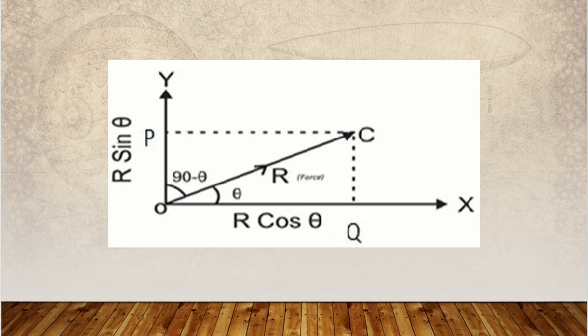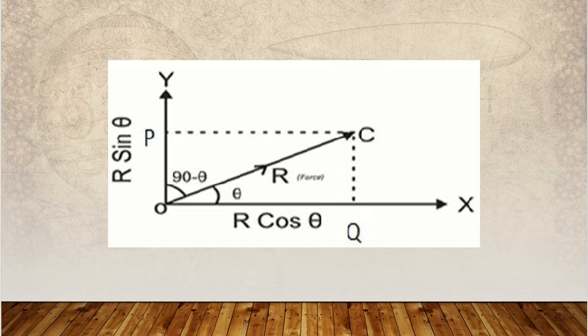So how are you going to split these vectors? The splitting of vectors is dependent on the angle theta. So where there is a theta, that adjacent side is written as R cos theta. On the contrary, where there is no angle theta, you must write R sin theta. So this splitting of vectors is known as resolution of vector.